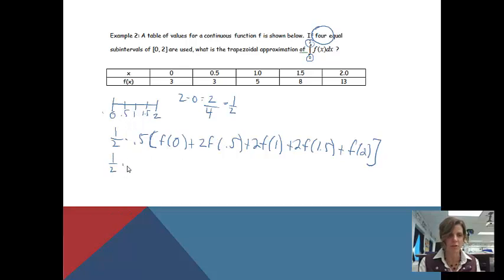So this is going to be 1/2 times 0.5. F of 0 is 3. F of 0.5 is 3 times 2 is 6. F of 1 is 5 times 2 is 10. F of 1.5 is 8 times 2 is 16. F of 2 is 13 times 2 is 26. So then if I calculate that all out, I should end up getting 12 as an answer. So hopefully now you can use the trapezoidal rule to find the integral of a region.